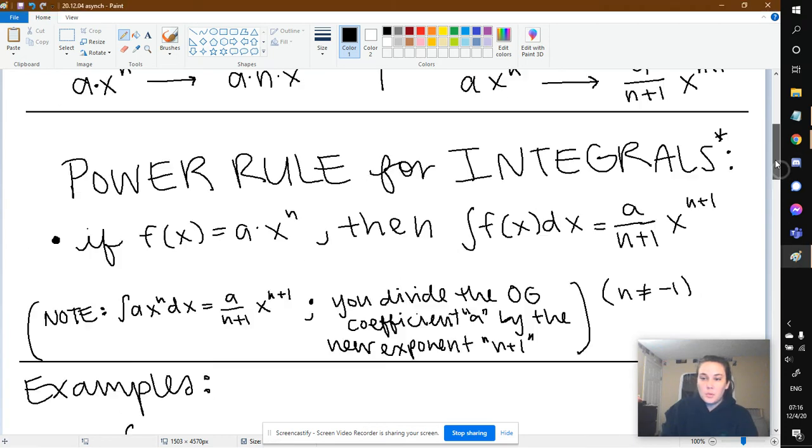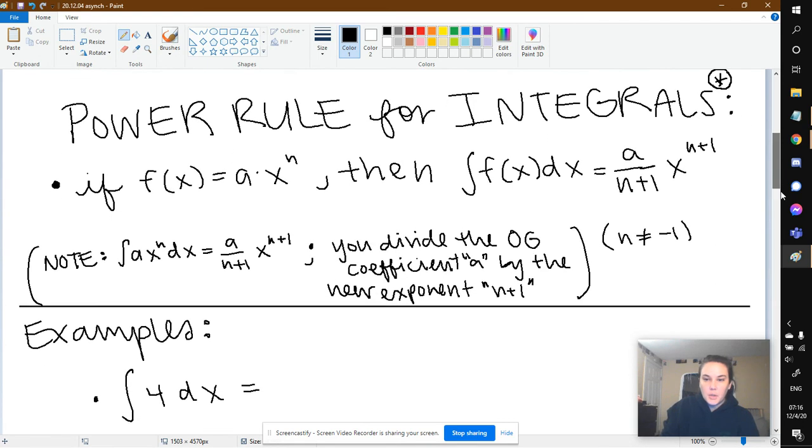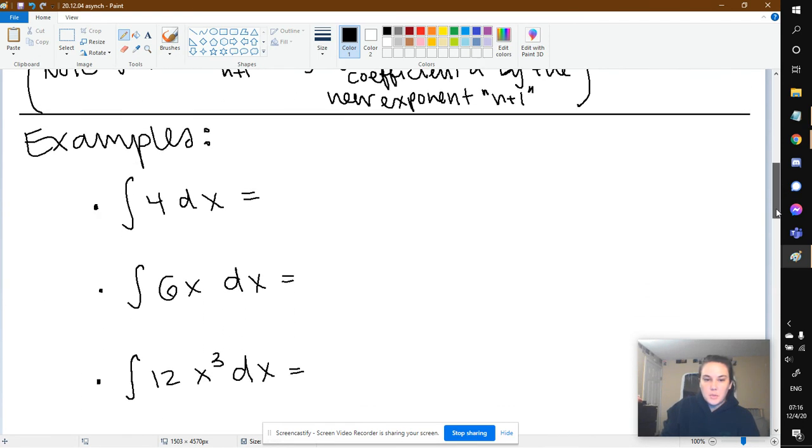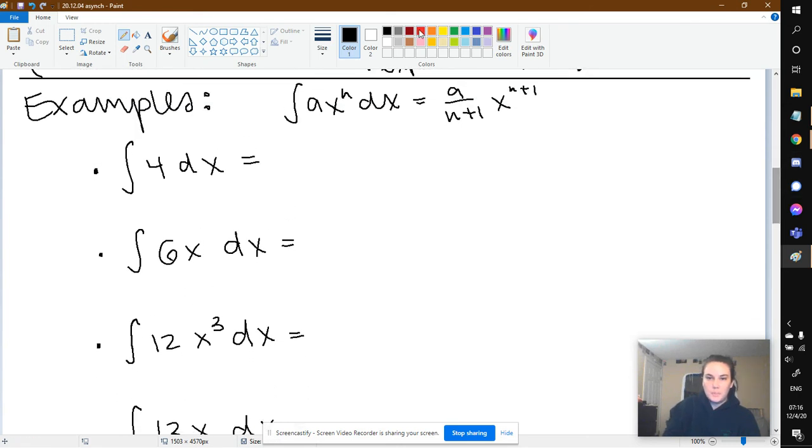So now we've got our power rule. We've got our power rule for integrals. I'm going to talk about a little bit on Monday why I have a star here. But for right now, we're good. Let's do some examples. I'm going to write it like this. So we have our rule right up here.